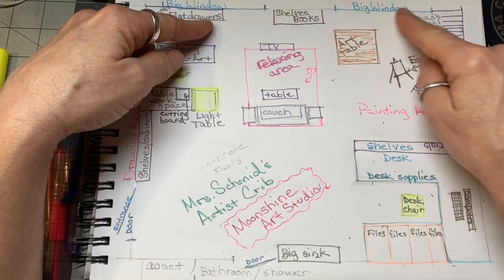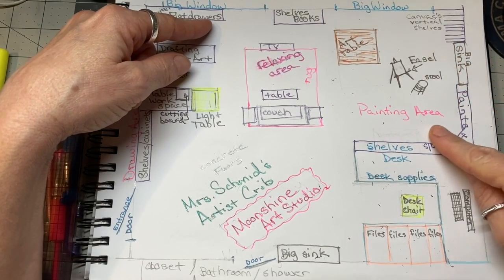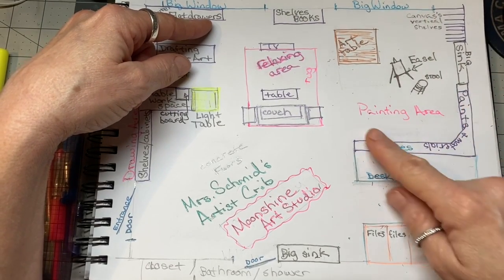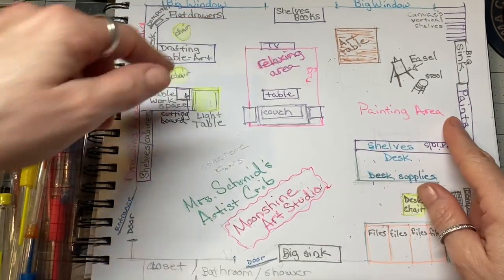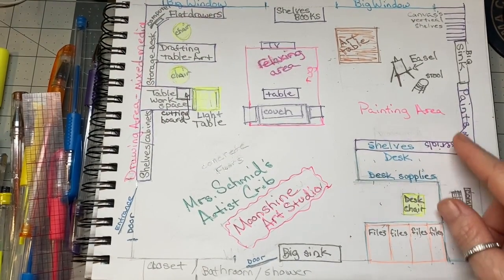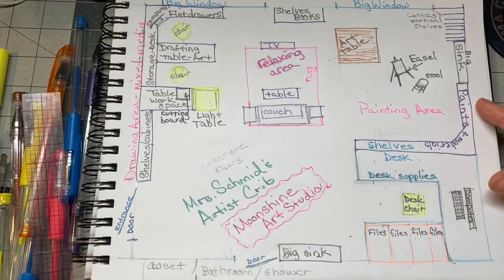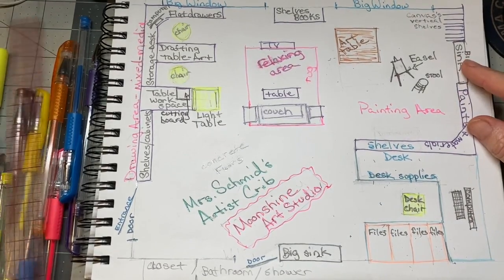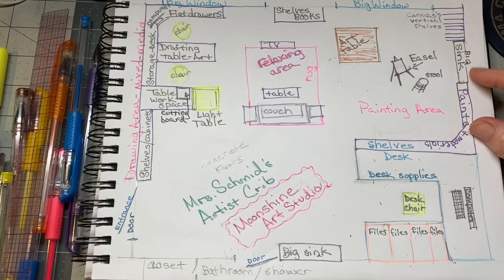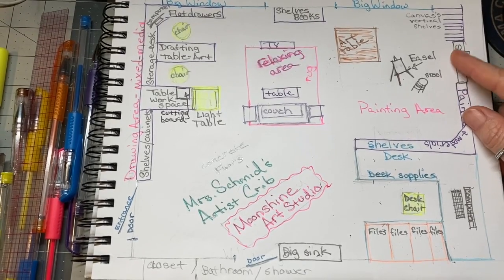I'm gonna come over here, and this is my painting area, and I wrote it right here, paint area. And in my painting area, I want to keep all my paints and materials, my brushes, and I definitely need a big sink. So that way I can wash out my things.